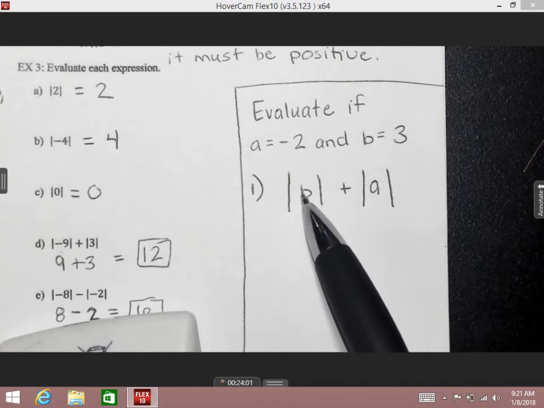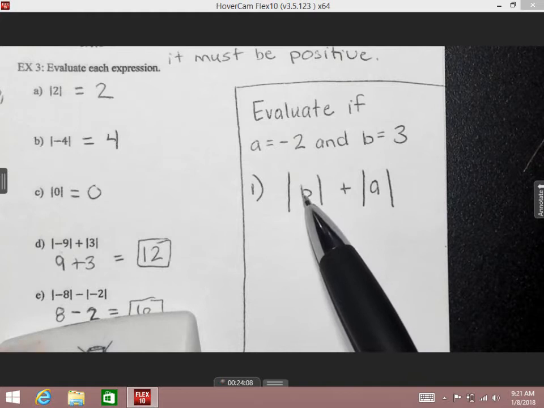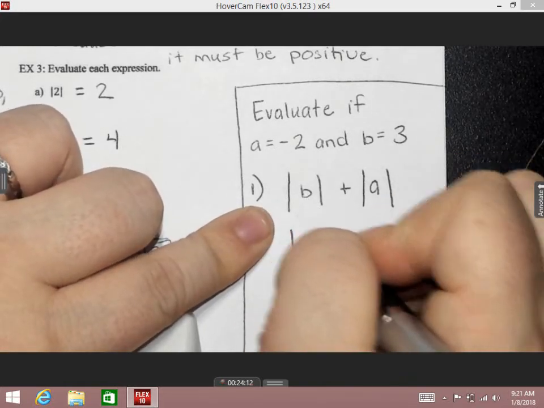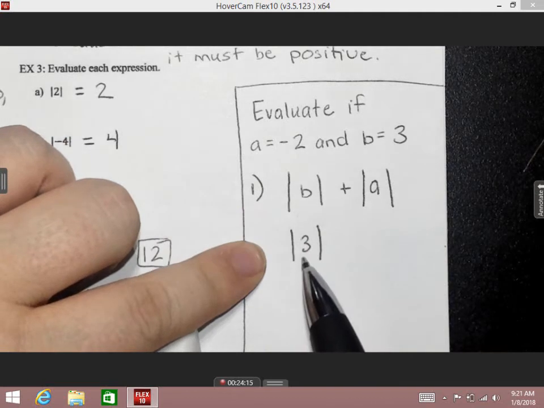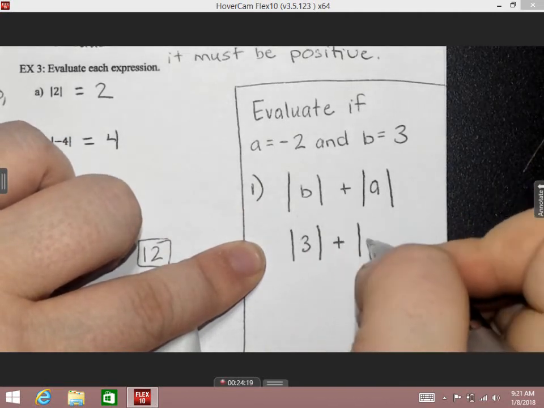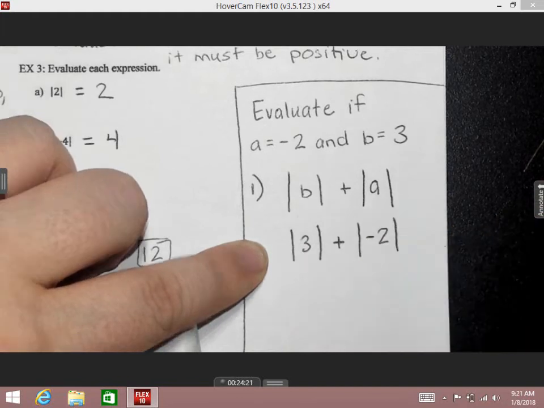Has anyone ever held a place for their friend in line? Anyone ever done that? That's all that's happening here. B is holding the spot in line for that 3. So instead of writing a B when I do the math, I'm going to write a 3. And then what's going to go where A is? A negative 2. Make sure you keep that.